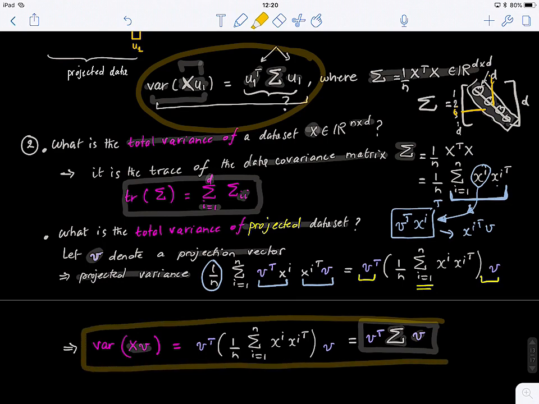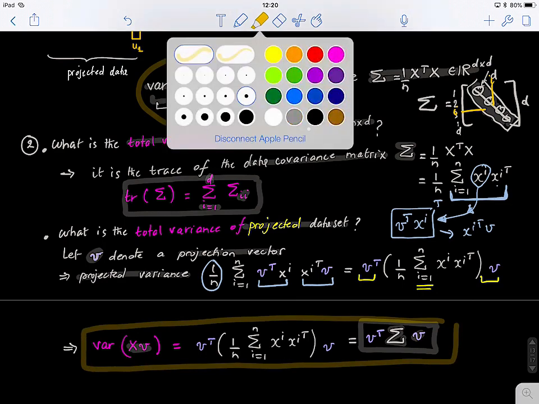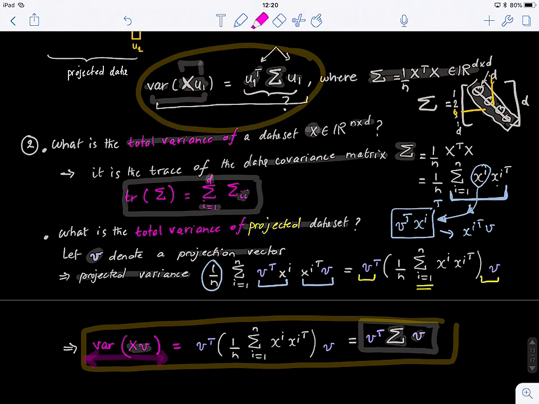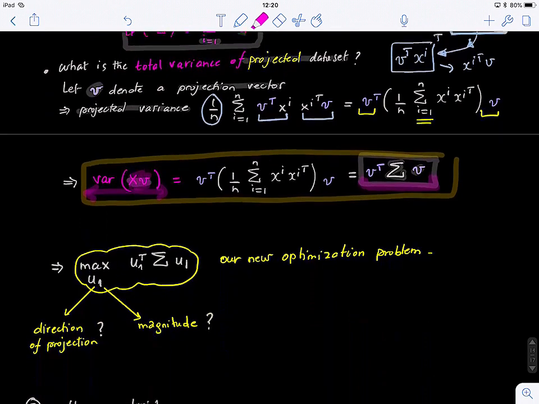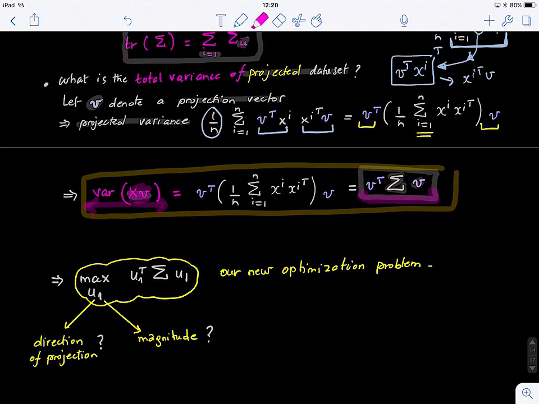So if I want to maximize the variance of x as projected onto v, the variance of the projected data onto v, I need to maximize exactly this quantity, which is v transpose covariance times v. Okay, you guys got that. Now let's go next. This is our new optimization problem. We want to find the best U1 that maximizes the variance of the projected data onto axis U1. Now what is most important here? Is it the direction of the projection or the magnitude?